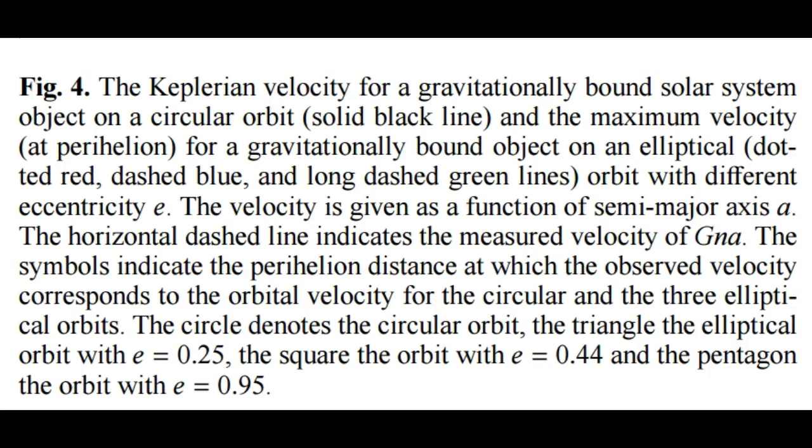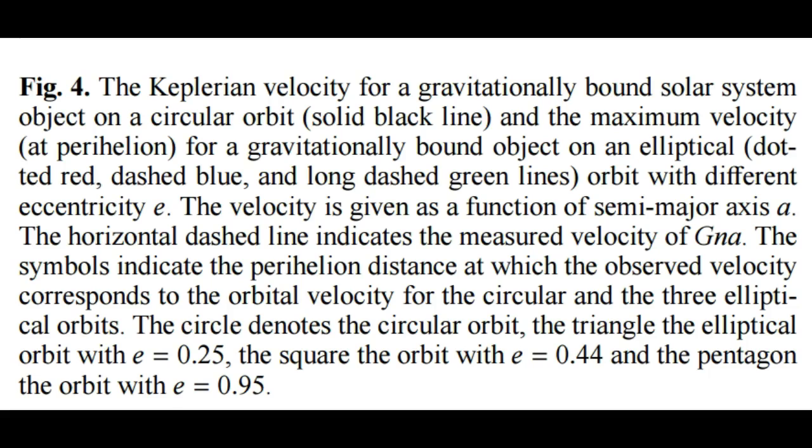Now, what they're saying in the chart I just showed you is the Keplerian velocity for a gravitationally bound solar system object on a circular orbit, and that's what we're trying to determine, which is the solid black line, and the maximum velocity at perihelion. You know, that's when an object comes in, and you'll see it very fast, but it will speed up those last few days before it whips around the sun in that slingshot motion.